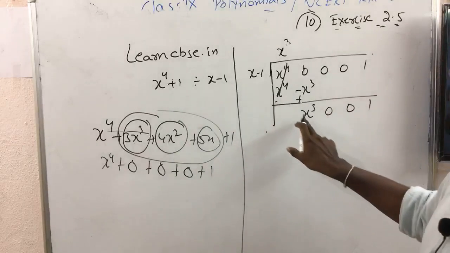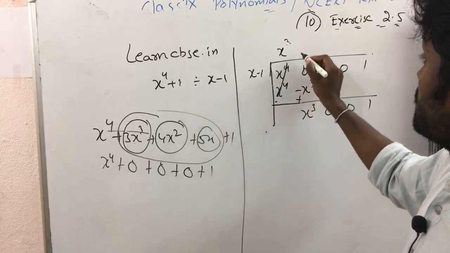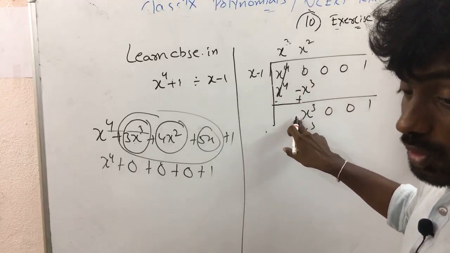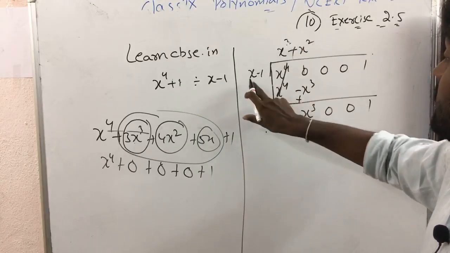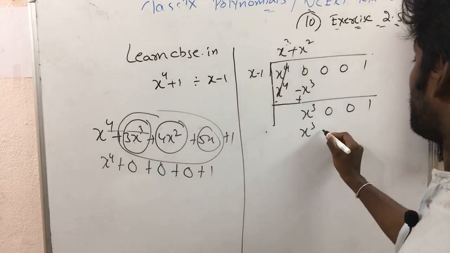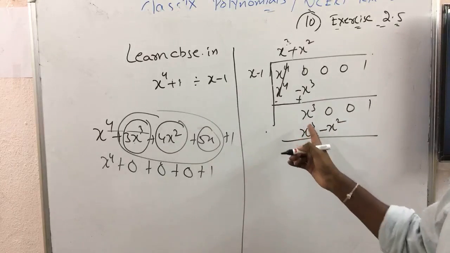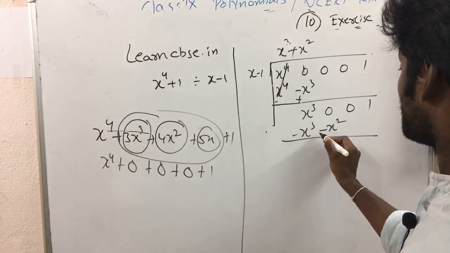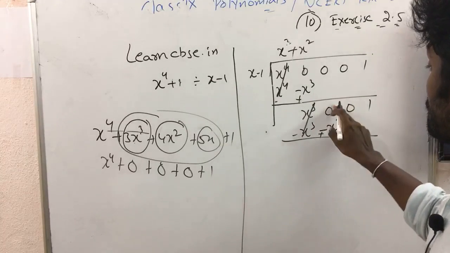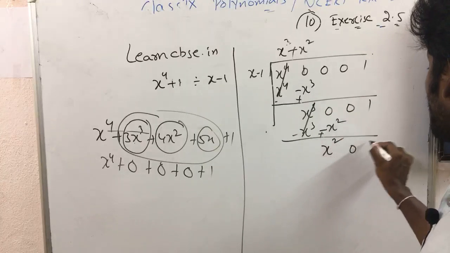Now here we have to get x cube. In this step, the first term is x cube. So x into x square, you will get x cube. The coefficient is plus 1 itself. So write plus x square, x cube, minus 1 into x square, minus x square. Again you have to subtract, minus into plus, minus, minus into minus, plus. These two will get cancelled. 0 plus x square, and drag these two, 0 and 1.